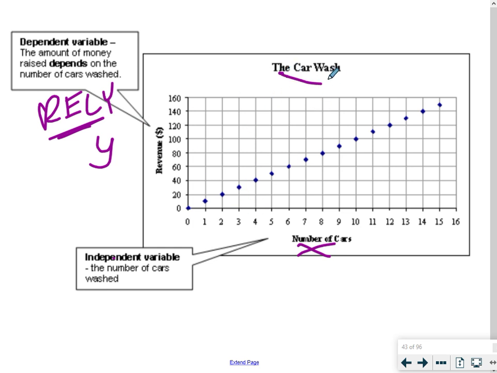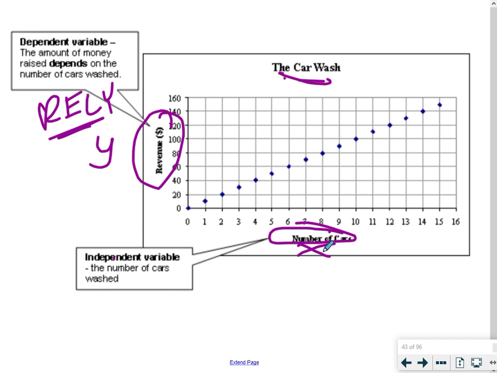This is a graph about a car wash, and it talks about how much revenue gets made based on the number of cars. Even just listen to how I said that. The revenue is based on the number of cars. Does the number of cars depend on how much money you make? Well, no, it kind of works the other way around. If you have more cars, you will make more money. It doesn't really work in the way where if you have more money, more cars will show up. That's not how this works, right?